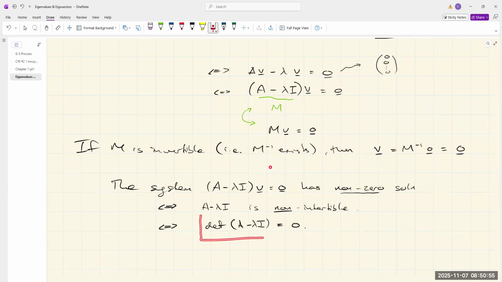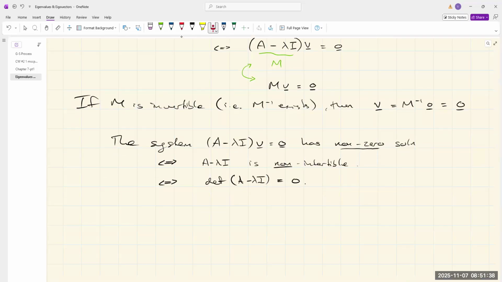That is equivalent to solving the determinant of this new matrix. So we don't solve for the determinant of the matrix A equals 0. We solve for the determinant of the matrix A minus lambda I equals 0. That is how we find these eigenvalues. Okay, so if I tell you find the eigenvalues for matrix A, this is the equation you need to solve: the determinant of A minus lambda I equals 0.